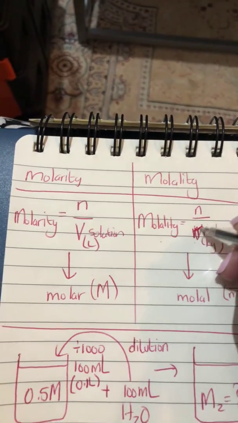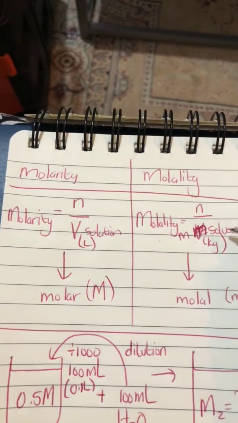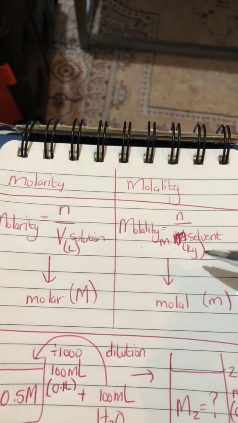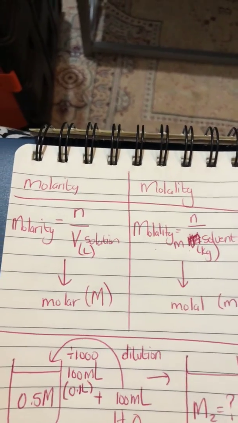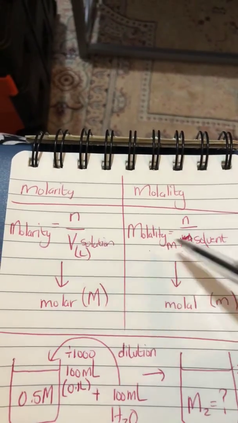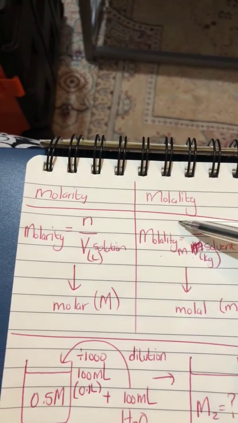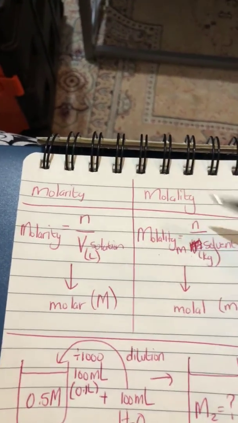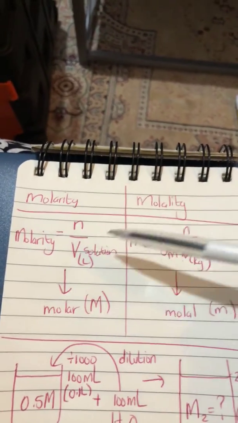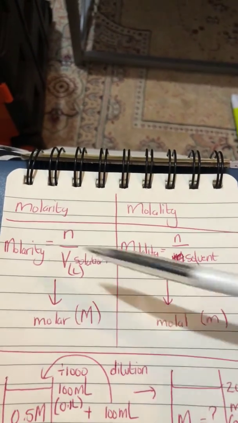This is a small letter m, sorry. Mass of the solvent, and it has to be in kilograms. It can't be in grams. So for both of them, you look at the number of moles of the solute. So for the solute, you look at the number of moles, not the mass, the number of moles. If you're given the mass, you need to convert it to the number of moles.